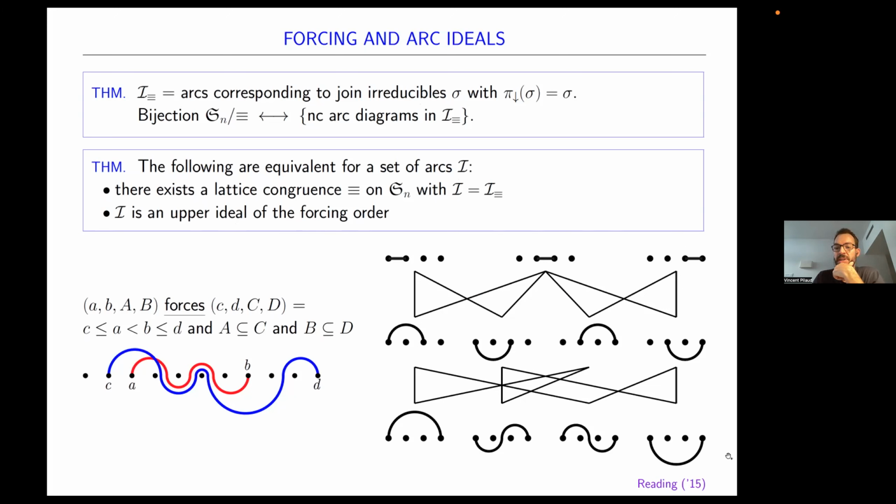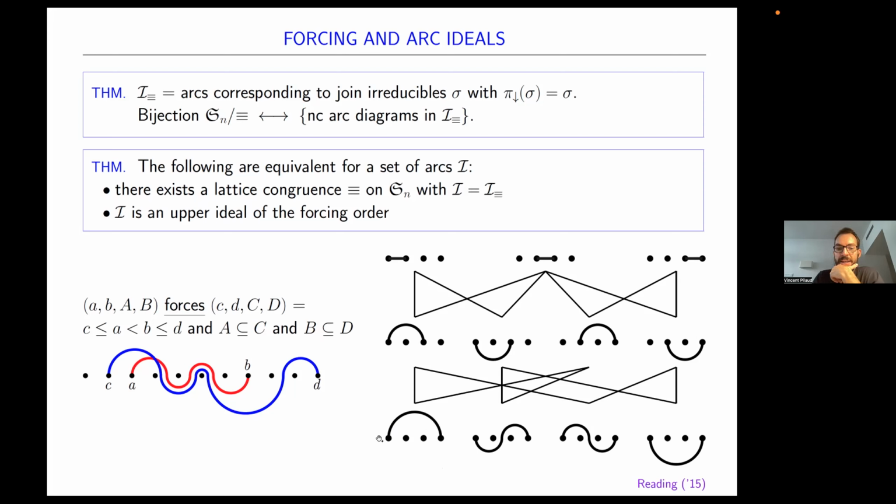So this is the forcing order on the arcs. Let me tell you combinatorially what it means. I say that an arc AB forces CD. So the red arc forces the green arc, because the endpoints of the red are in between the endpoints of the blue, and the red follows the blue in between A and B. So blue and red in between A and B pass above the same points and below the same points. So this is the forcing order. Now you pick any upper ideal in this order, and this will correspond to a lattice congruence of the weak order. So let's look at an example.